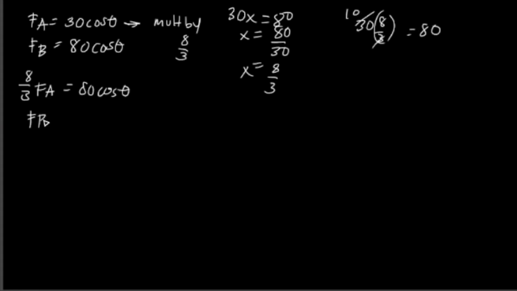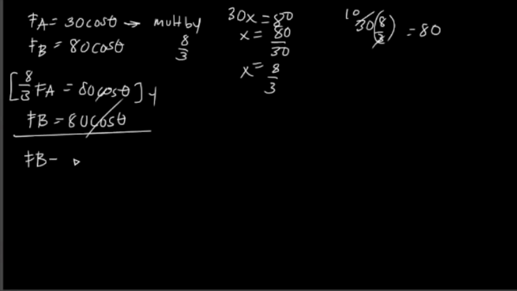Tapos, copy lang natin tong FB is equal to 80 cosine theta. Tapos, multiply natin to by negative 1. So, minus siya. So, 80 minus 80 cosine theta, maka-cancel na to. Then, FB minus 8 thirds FA is equal to 0. So, therefore, FB is equal to 8 thirds FA.